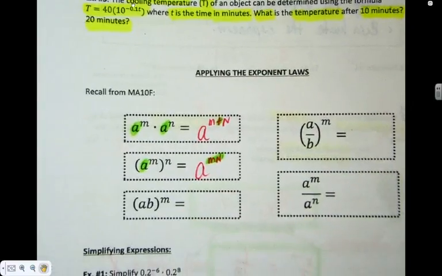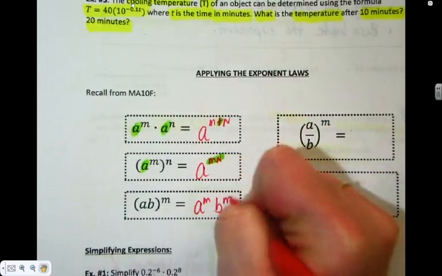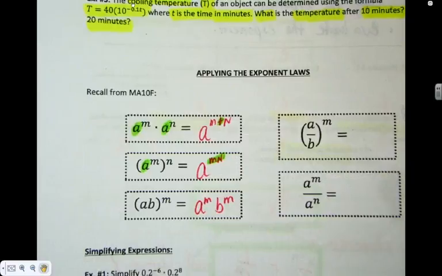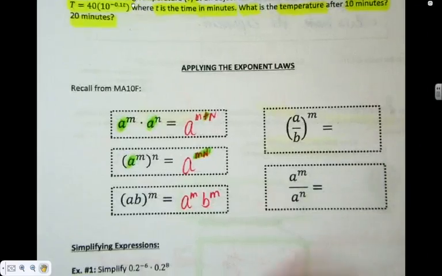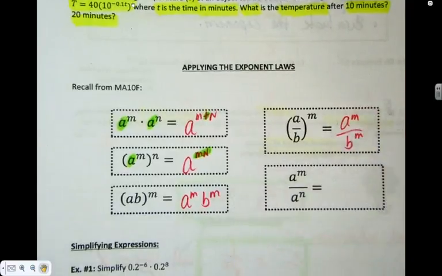AB to the m just says that we can distribute the exponents, so this becomes a to the m and b to the m. Same deal when it's a fraction, a to the m on the top, b to the m on the bottom.